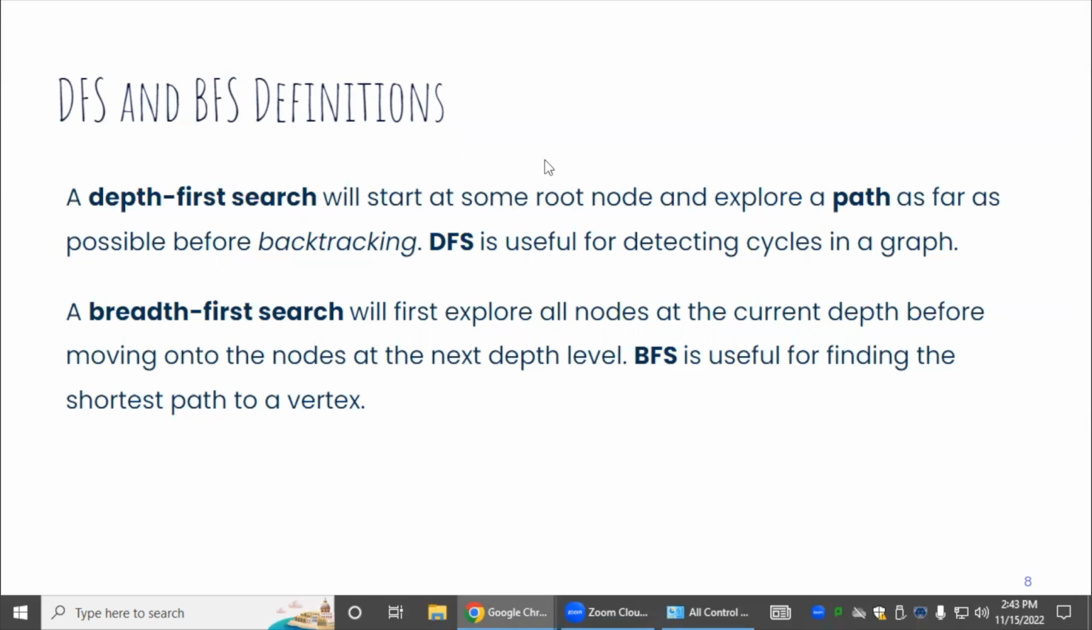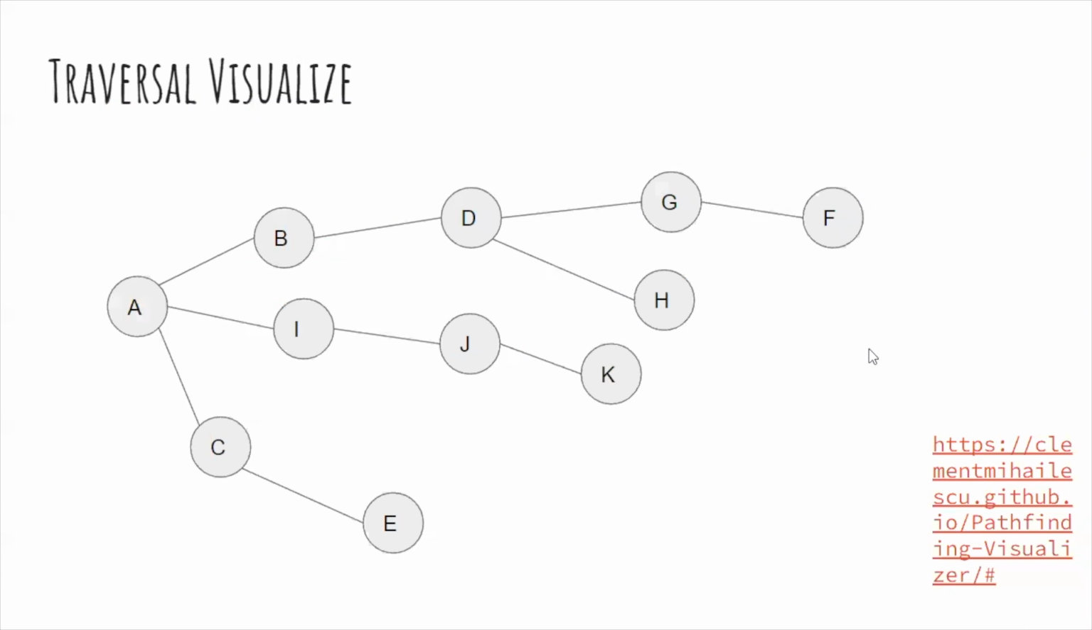DFS is depth first search. It will start at some root node, explore a path as far as it can, and then backtrack. Don't worry if it doesn't make sense right now, I will go visual on it. Breadth first search goes through all nodes at the current depth, level by level. BFS is useful for finding the shortest path to a vertex.